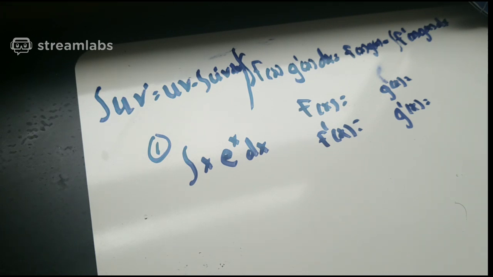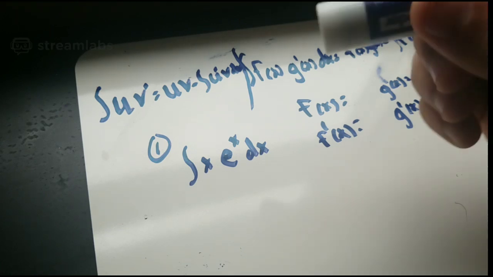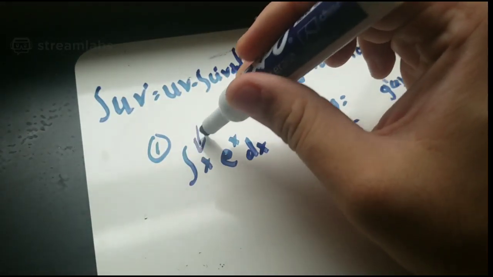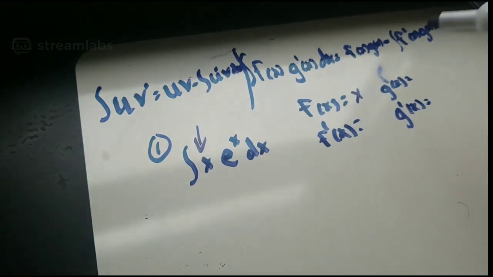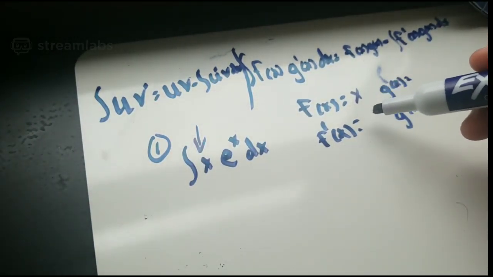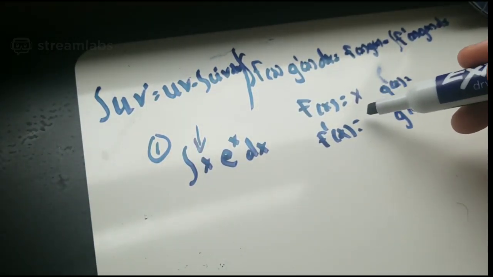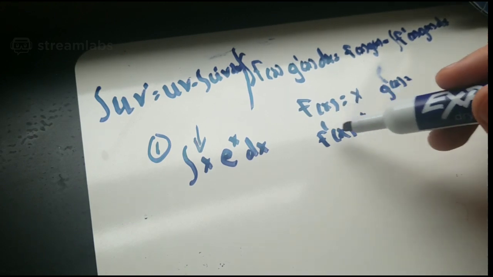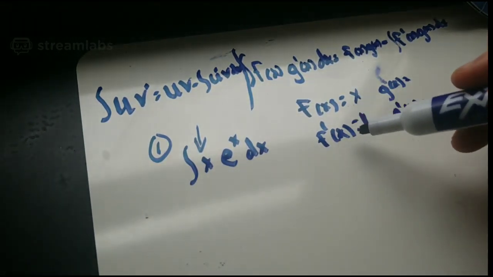Typically like a power. So if I'm looking at question number 1, I'm going to decide that my f of x is this one right here, which is going to be x. The reason I chose x is because when I do f prime, it'll just become 1. And that's really good for me. I wanted to reduce the f prime.